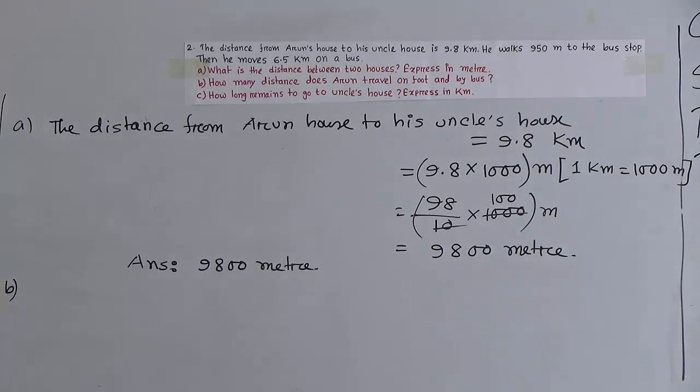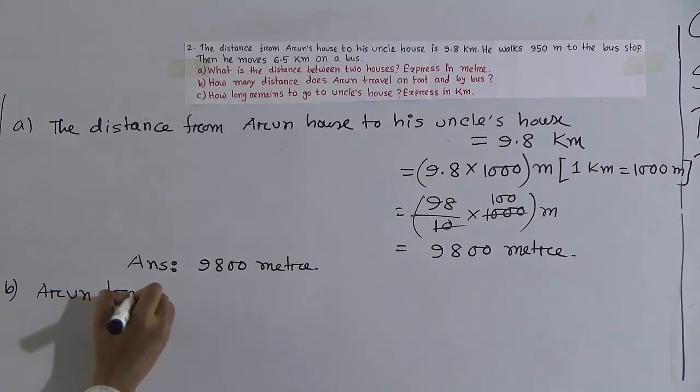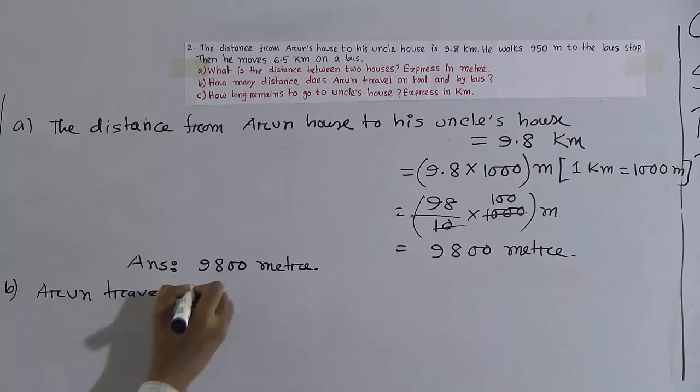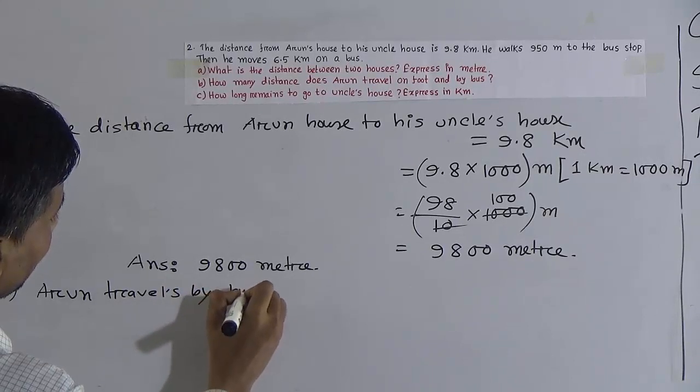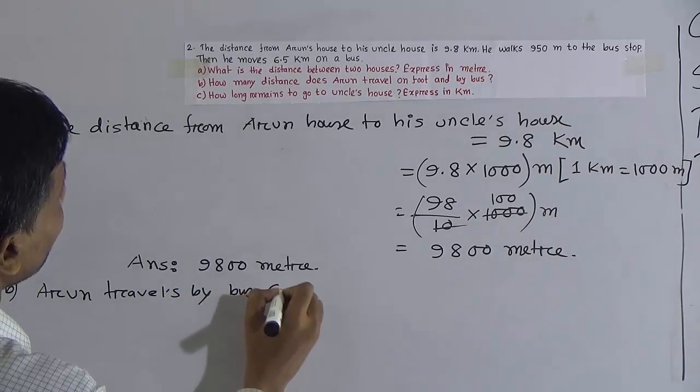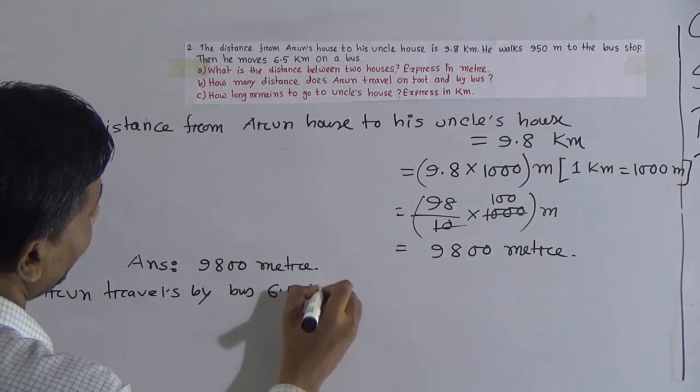Now in B number question we have to find out how many distance does Arun travel on foot and by bus. Okay, look, Arun travels by bus 6.5 kilometers.